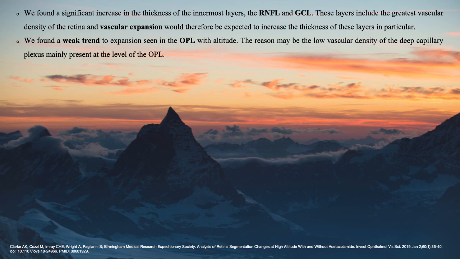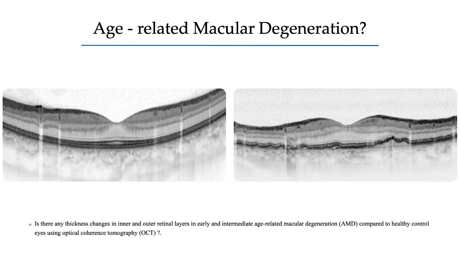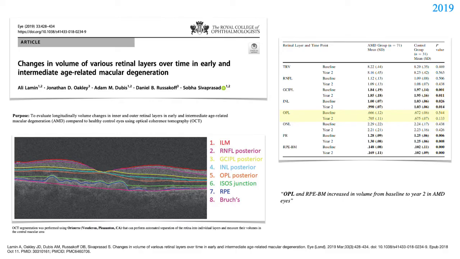In fact, there was a weak trend in the expansion seen in the outer plexiform layer correlated with the altitude, and the reason may be because the low vascular density of the deep capillary plexus may be present at the level of the outer plexiform layer. But what happened in other conditions, like is there any changes in the inner or outer retinal layers in patients affected by early and intermediate AMD? There are some reports about it.